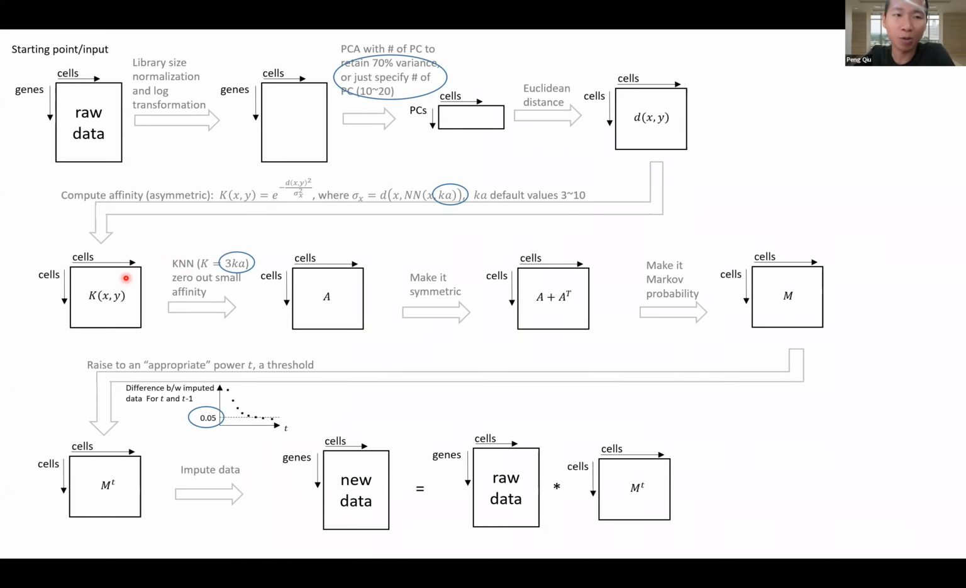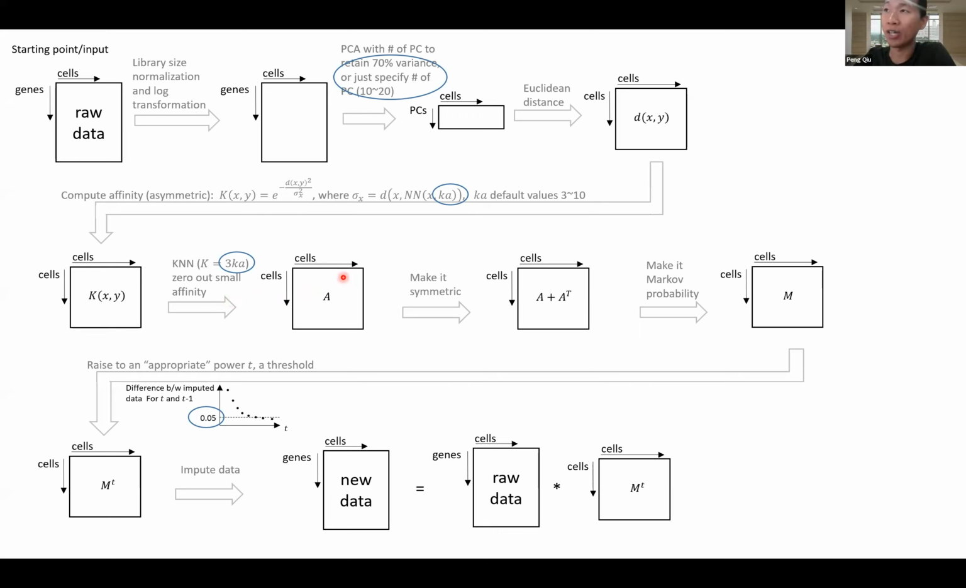And then in this paper, what the author did was they just went one step further and said those very close to zero values, let's just replace them by zeros. This is effectively done by constructing a k-nearest neighbor graph using the affinity, so that cell pairs with very low affinity are not connected, and hence their connection is zeroed out. And then they get this A matrix.